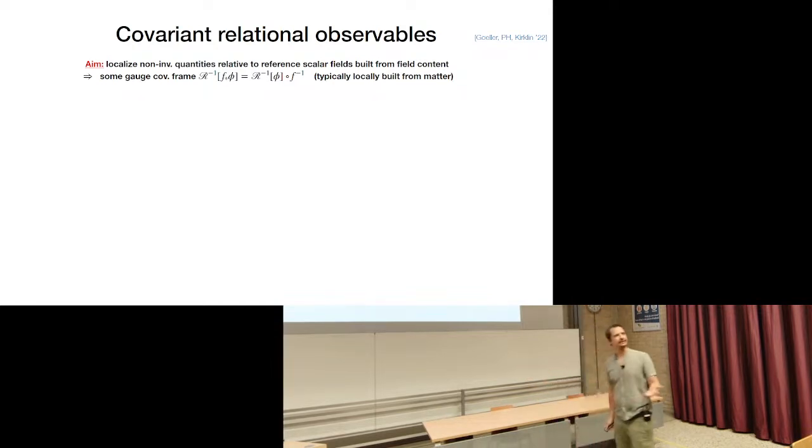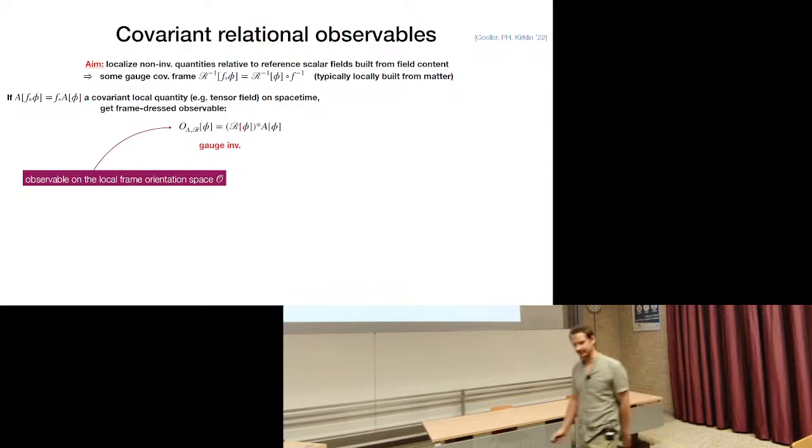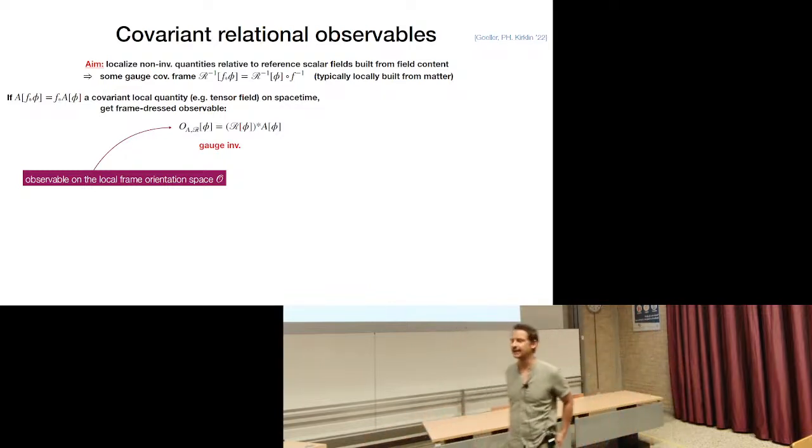And typically, with relational observables in the literature, people consider these frames to be built locally out of the matter fields. But then basically the idea is the same as before. Now we can just take some covariant functional, some tensor field, say, and then we can just frame dress it in this way, and then it just becomes gauge invariant just because of these transformation properties, where the diffeomorphisms' actions will just cancel.